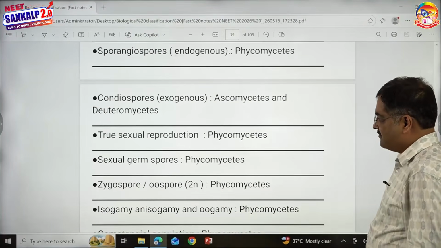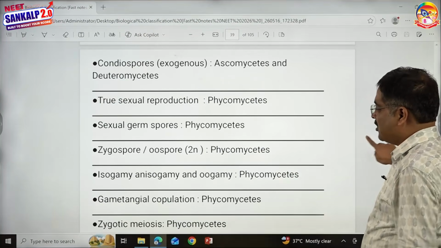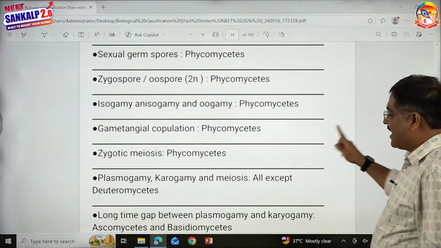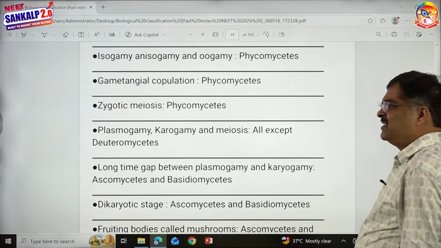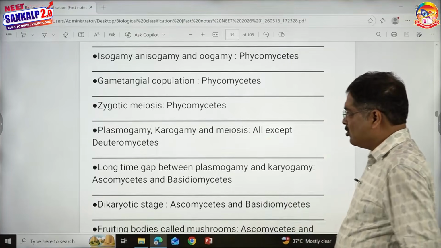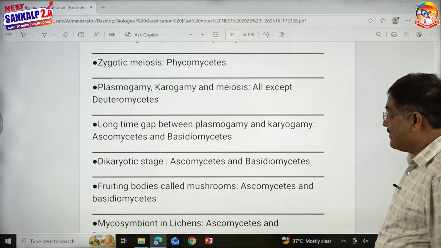True sexual reproduction, Phycomycetes. Sexual germ spores, Phycomycetes. Zygospore, this point is important, Phycomycetes. Isogamy, anisogamy, oogamy, Phycomycetes. Gametangial copulation, Phycomycetes. Zygotic meiosis. The word zygote is used only for Phycomycetes. That could be the reason why I have written only Phycomycetes. Plasmogamy, karyogamy, and meiosis, all except Deuteromycetes.